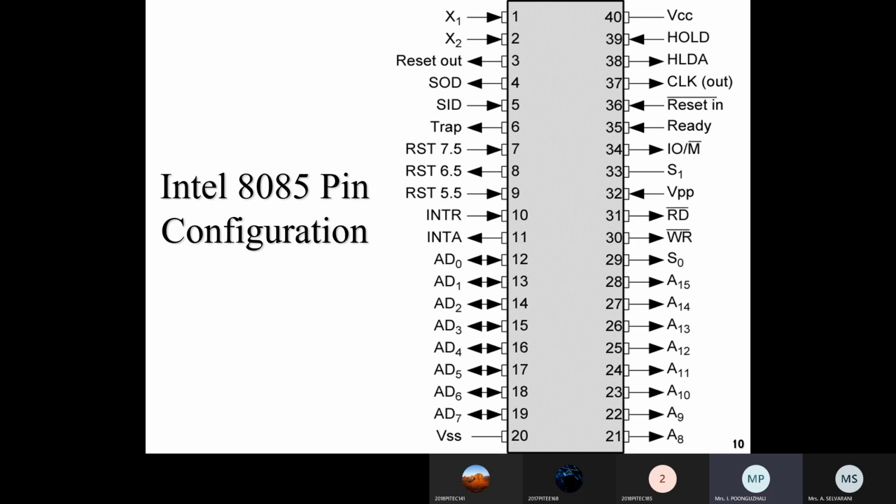So here the 8085 processor has 40 pins. The first point is that it is a 40-pin IC, a dual inline package, so both sides will have inline pins.